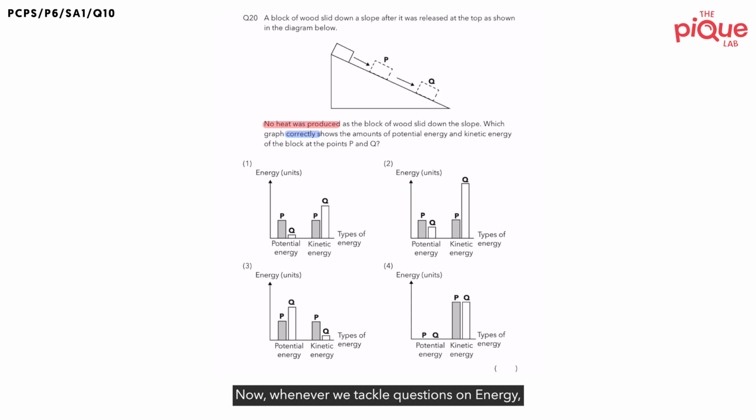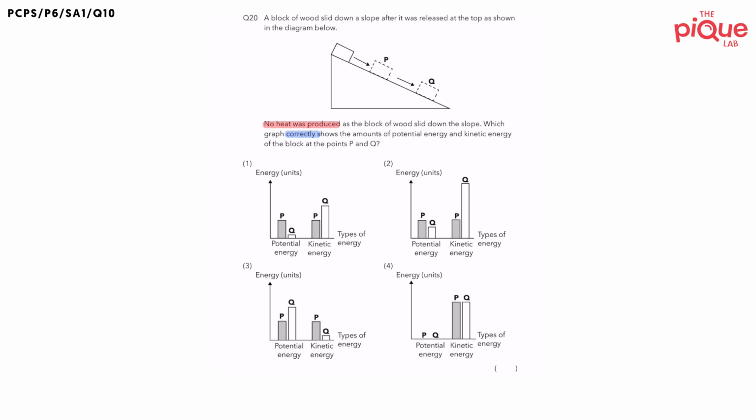Now, whenever we tackle questions on energy, the first thing I want you guys to write out is always the energy conversion. So let's take a look at the block of wood at the top of the slope. Now, when it was being held there and before it was released, what form of energy do you think it will possess? Think about this. Is this block of wood at the ground level or is it above the ground? You can see it is above the ground. So, what form of energy would it possess? The block of wood will possess gravitational potential energy, which I will represent by GPE for short.